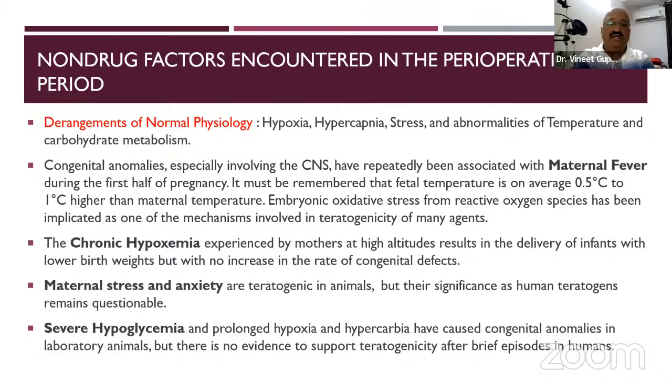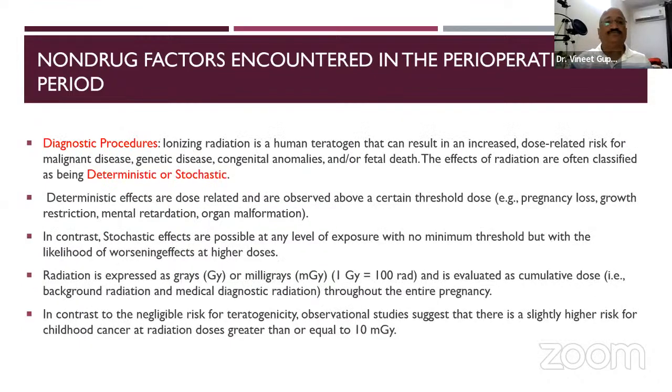Then maternal stress and anxiety are teratogenic in animals, but their significance as human teratogens remains questionable. Severe hyperglycemia and prolonged hypoxia and hypercarbia have caused congenital anomalies in laboratory animals, but there is no evidence to support teratogenicity after brief episodes in humans. So brief episodes are not going to harm as much as we think they will.